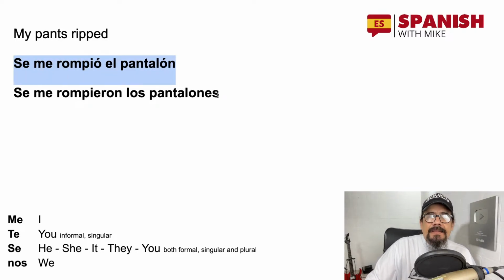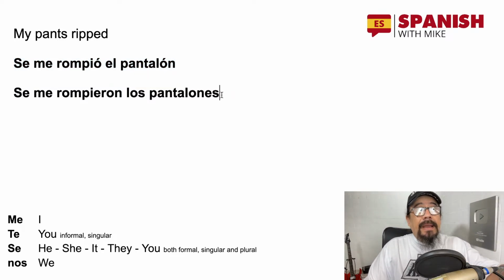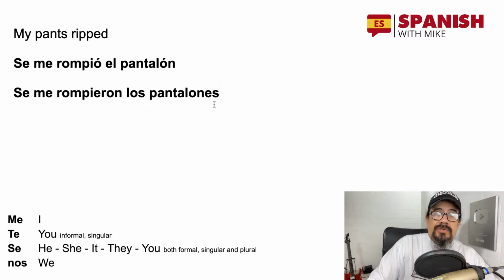Se me rompieron los pantalones could be either a pair of jeans or several pairs of jeans. Different pants. See? It's an accident. I already know, so I go with the accidental construction because it's an accident. I don't go with subject verb object unless I want to mean it was not an accident.